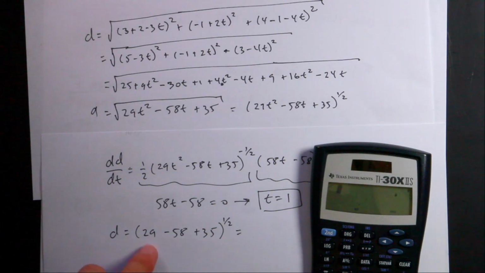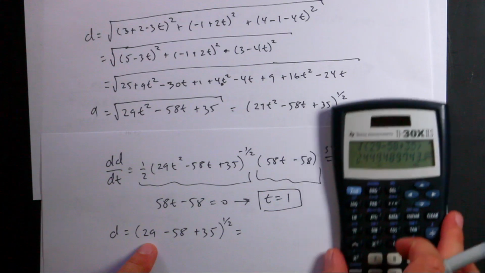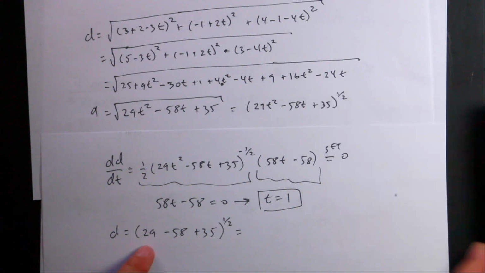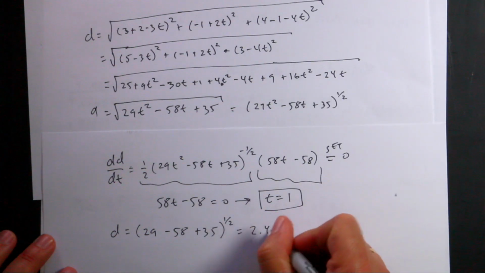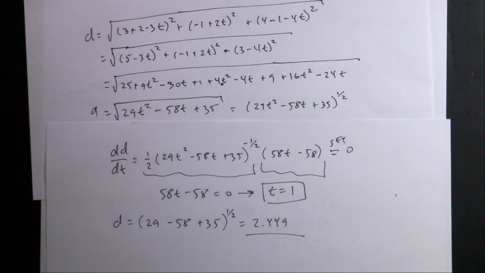It's taking the square root. It's not going to be easy. So I'm going to say square root. I'm not good with calculators, I'll be honest with you. Square root. Where's the square root? There's square. There it is. Square root of 29 minus 58 plus 35, close parentheses, enter. 2.449. Same thing.